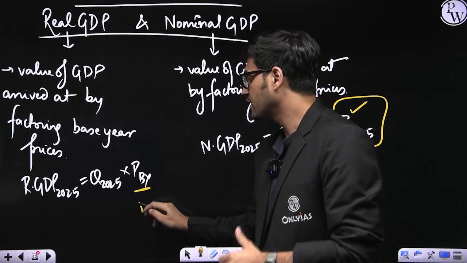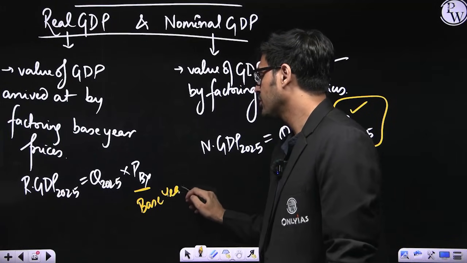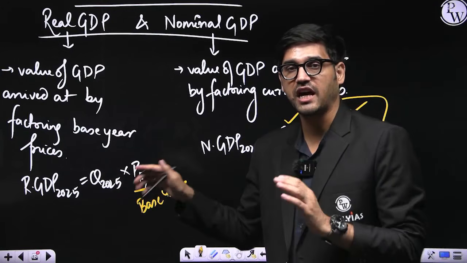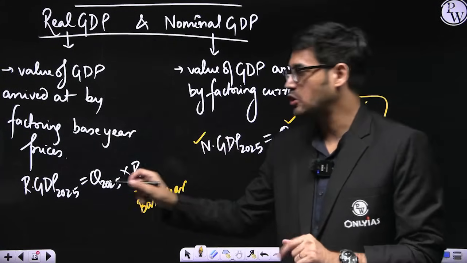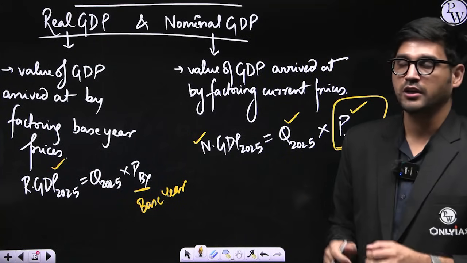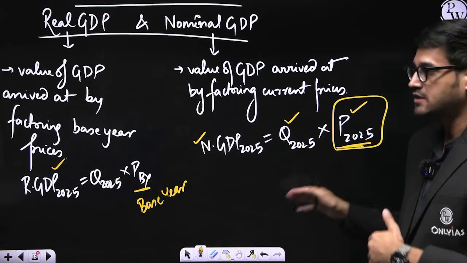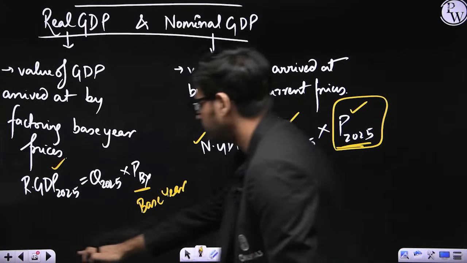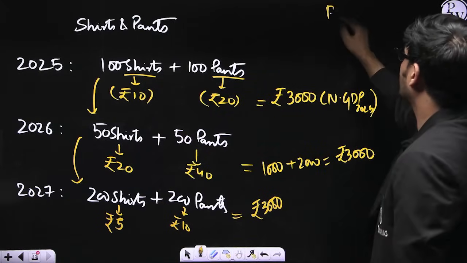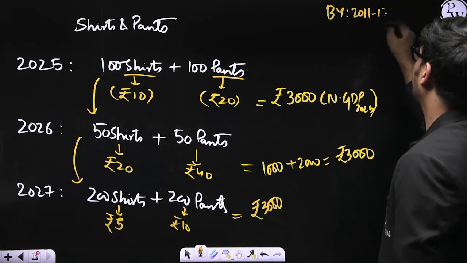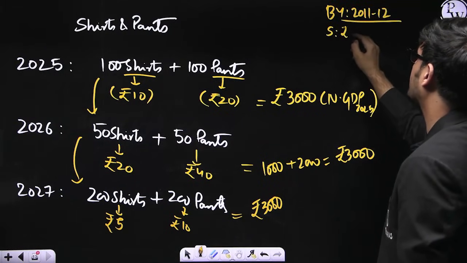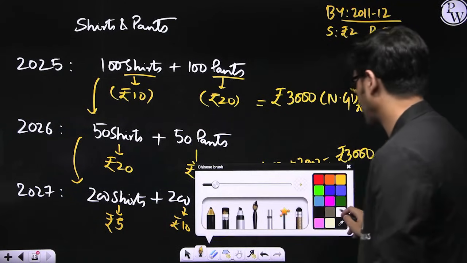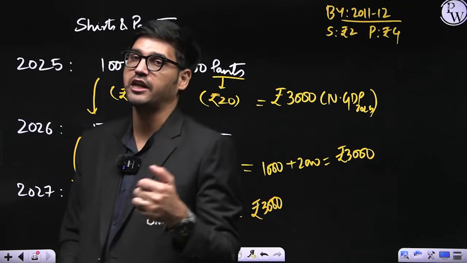We select a year which is called a base year. And for every year, we calculate its real GDP at base year's prices. For every year, we calculate its nominal GDP. We also calculate for the same year its real GDP. Nominal GDP is calculated at the current prices. Real GDP is calculated at base year prices. Now, imagine that the base year selected by the economy was 2011-12, and in the base year, one shirt was priced at 2 rupees, one pant was priced at 4 rupees. Imagine that this was the prices of the output in 2011-2012.